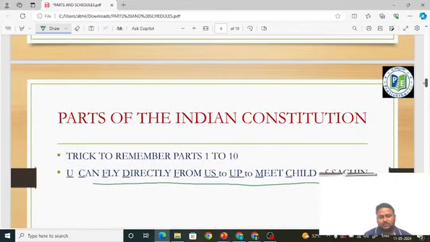To meet, M talks about municipalities, and C talks about cooperative societies. After that, what did we study? That is part 10. Okay friends, and again S, what does S talk about?